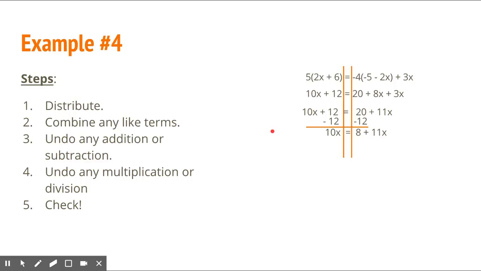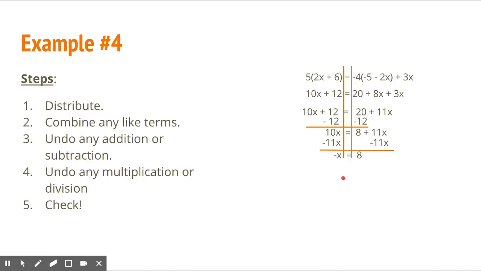Now let's move that other variable to the other side. And the opposite of adding 11x would be to subtract 11x. And I get a negative x on that left side and an 8 on the right side, because 10 plus negative 11 is a negative 1. But we don't put negative 1x because that's just kind of repetitive.